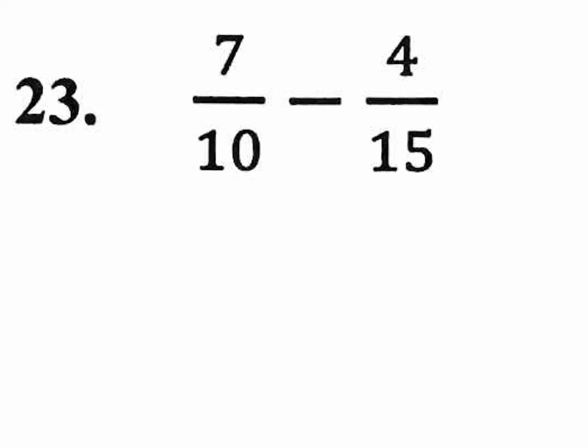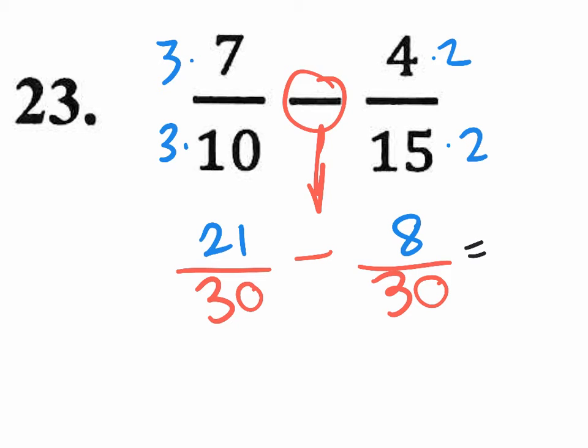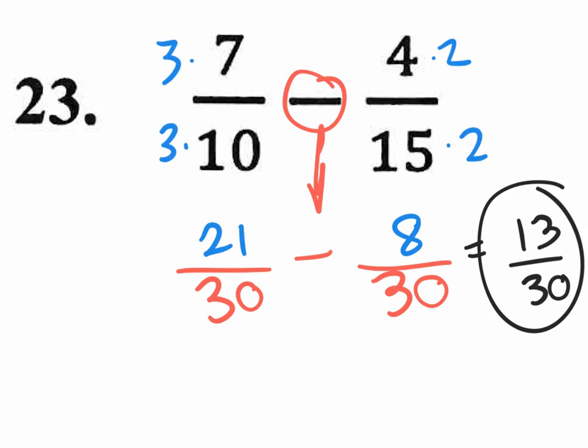So the common denominator is 30. I'm going to have to change both of them to 30. There's still a minus sign between the two. The first fraction, multiply it by 3, multiply it by 3, you'll get 21. The second fraction, multiply it by 2, multiply it by 2, you get 8. So our final answer, 21 take away 8 is 13. And that will be over the common denominator 30, and there's nothing else to do. You can't reduce it.